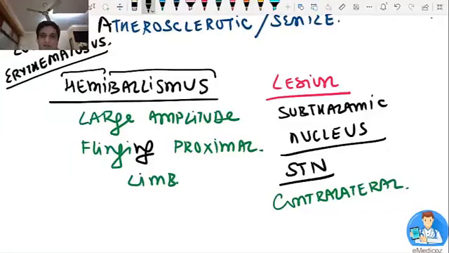Infarcts are unilateral most of the time. So you find the infarct on one side, not on the other side. So on one side the subthalamic nucleus is gone, and the other side is working fine. Okay. While if you look at athetosis and chorea, you'll come to live classes and I will explain it better.